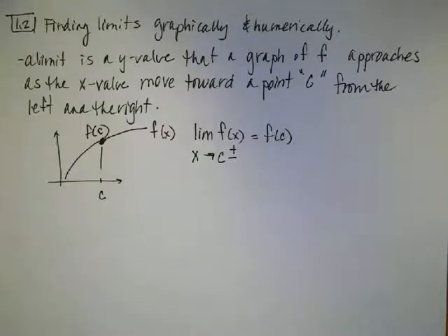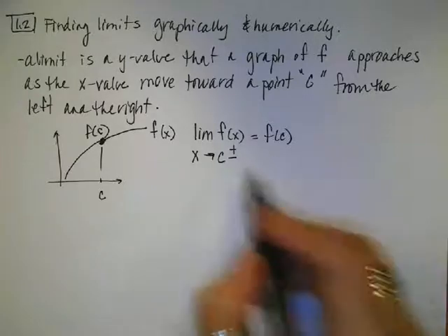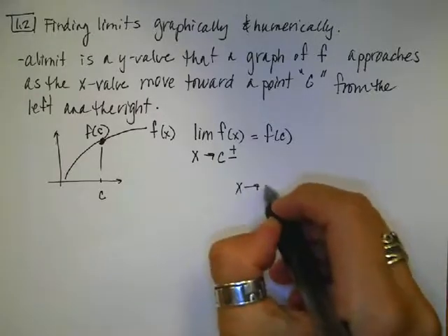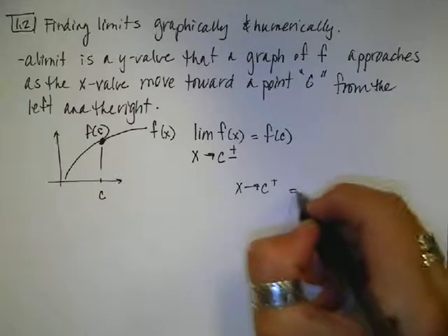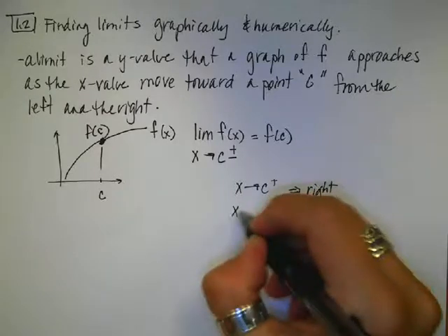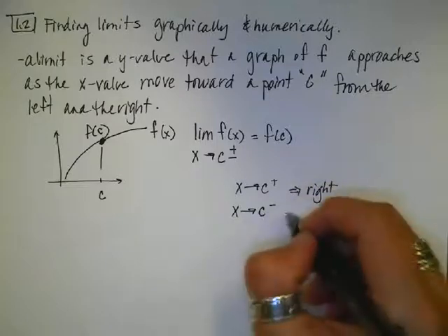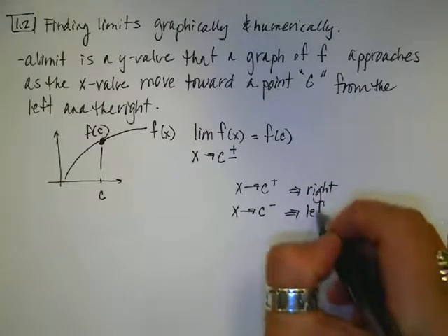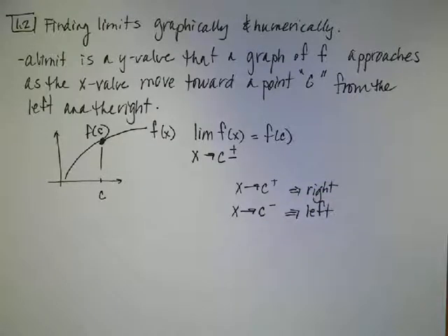So remember that if I write x approaches c with a plus, that means I'm coming in from the right. And if I write x approaches c with a minus up there, that means that I am coming in from the left. All right, so let's just do a quick example just to get your brains turned back on.